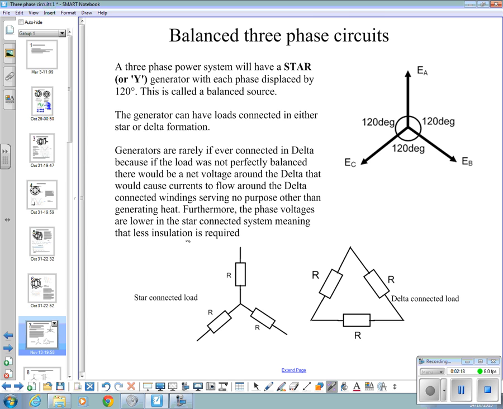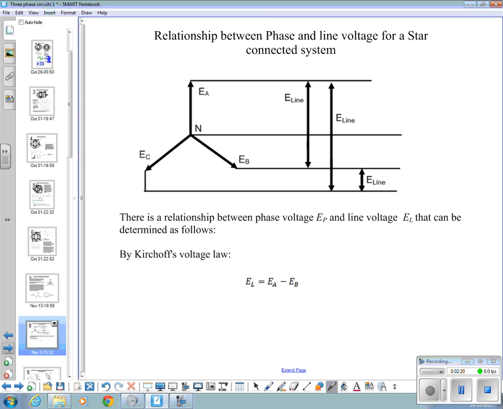So, what do we get with these systems? If we've got a star connected generator, okay, like that, we've got line voltages that are measured between two lines, like this one here. In fact, we've got 3 lots of line voltage. Okay, 1, 2, 3.